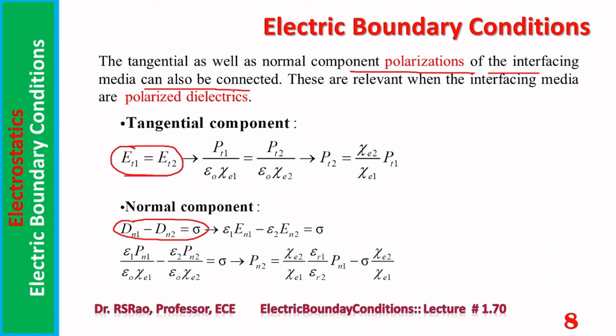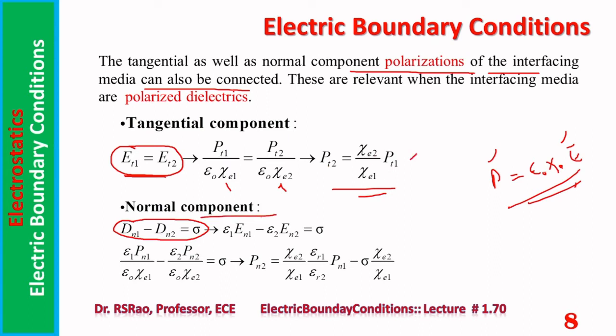If one or both of the media happens to be polarized dielectrics, then one can convert this relation into a relation which is in terms of polarization. How? E_T1 can be replaced by P_T1 by epsilon naught chi_E, and E_T2 can be replaced by P_T2 by epsilon naught chi_E. Here chi_E is the electric susceptibility. Your understanding grows if you know polarization is epsilon naught chi_E times E. This is the relation between polarization and field intensity. You have this relation, then within no time you can find out P_T2 is chi_E2 by chi_E1 times P_T1.